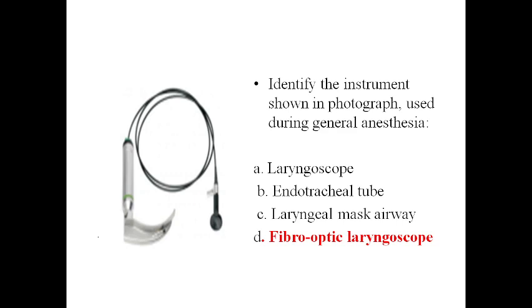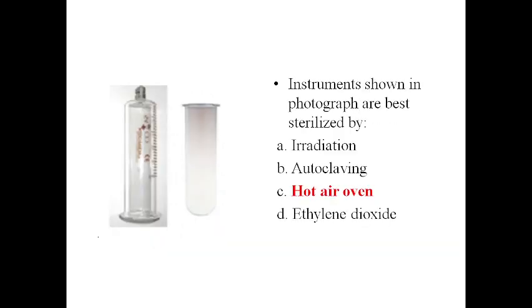Identify the instrument shown in the photograph. This instrument is mainly used in general anesthesia. This is the fibro-optic laryngoscope. It is mainly used to inspect the throat for any problems or for intubations.